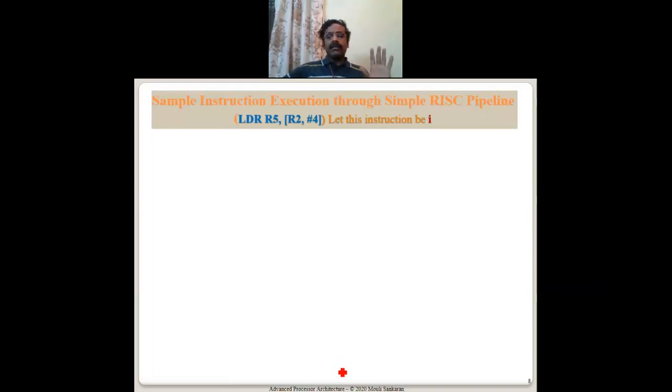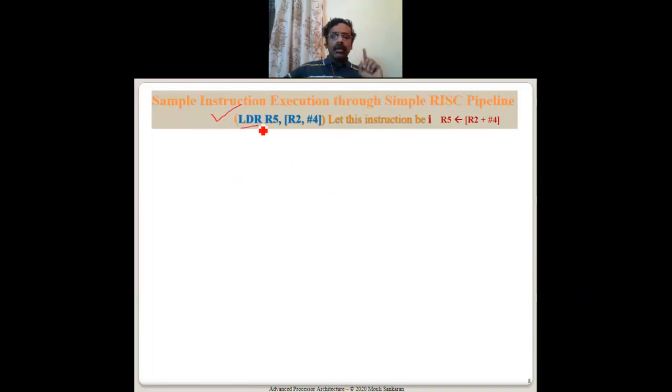Writeback is common for all. It has to store the result during the writeback stage. So what is this instruction? I am showing all ARM based instructions just for uniformity's sake. In case you are aware of ARM, you might have seen this instruction earlier.